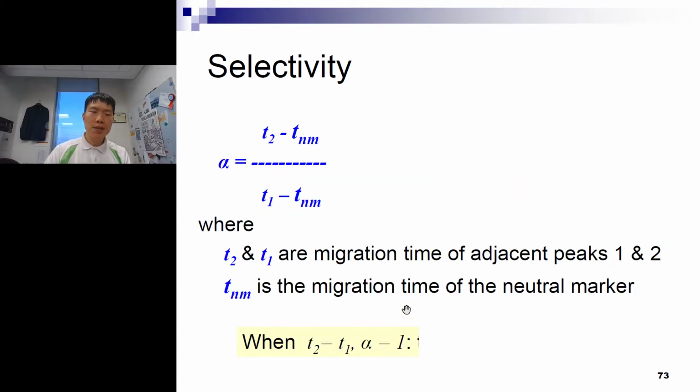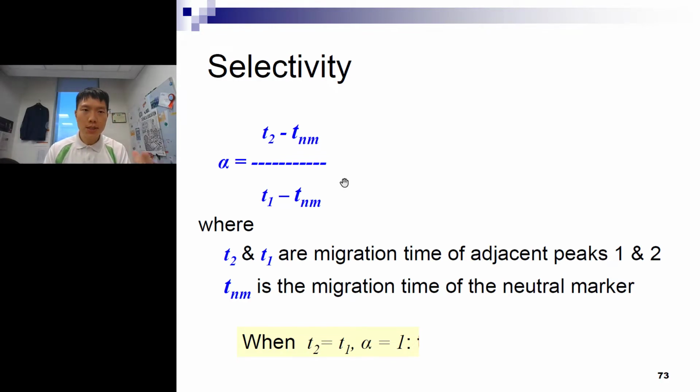Next thing, we have selectivity. When we ask a person who does research using CE, hey, what is the selectivity of the method? We use something called the alpha. Alpha is the ratio between the difference in migration time of the adjacent peaks, right, for T1, T2, with reference to the marker. So the marker always comes out first, earlier signal. It is T1, this T2, right? If we can see a good proportion between the difference in the migration time, then you have a good resolution and selectivity.